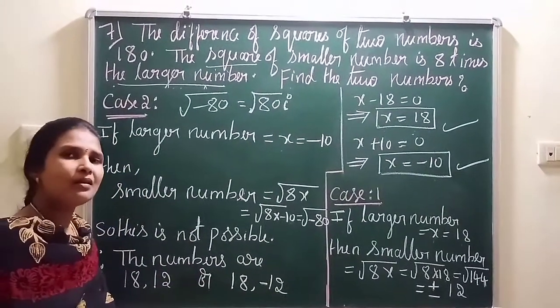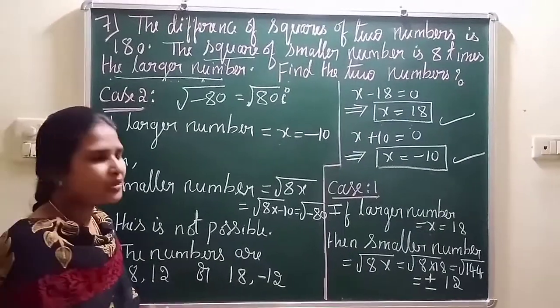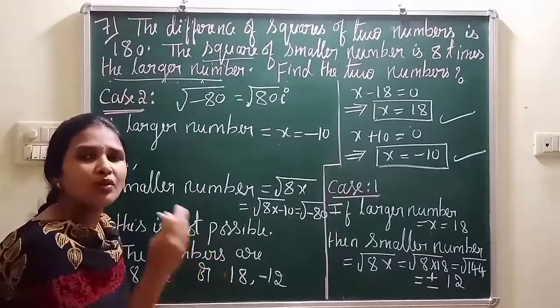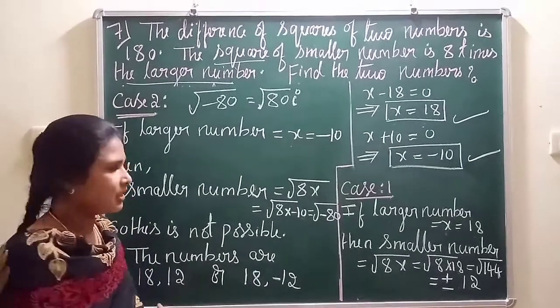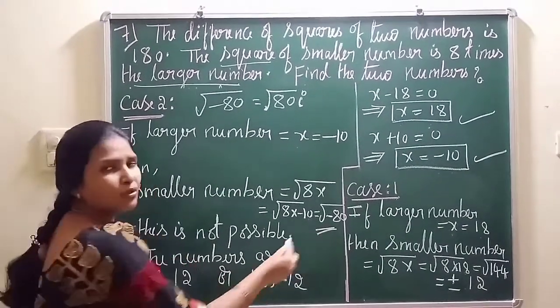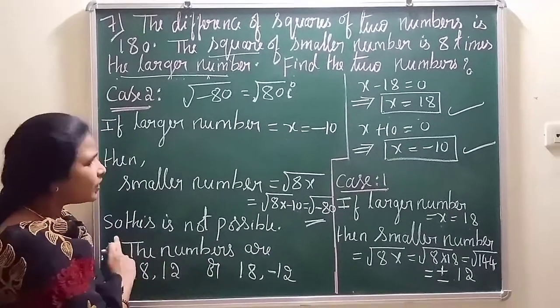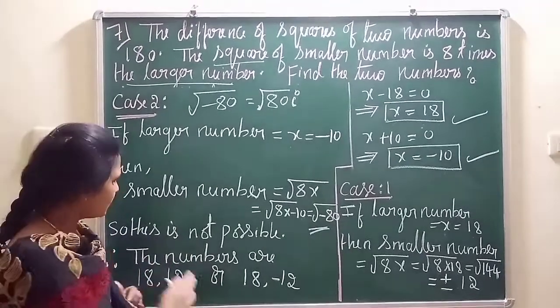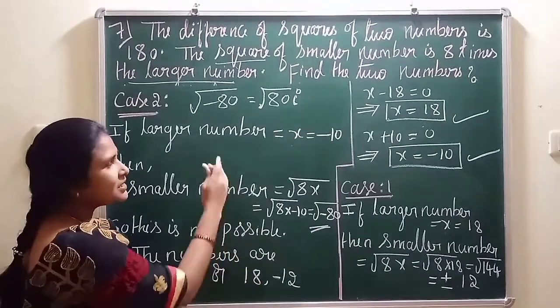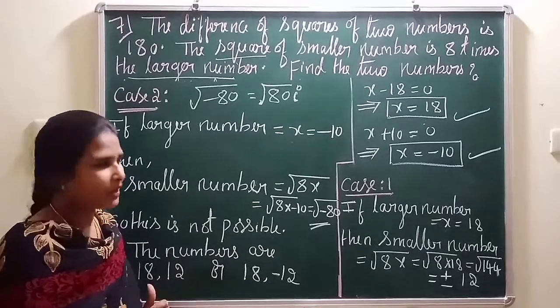This you are going to study in higher classes, so don't worry about that. Just remember that square roots of negative numbers are always imaginary. So whenever we get a negative number under the square root, this case is not possible. So case 2 is not possible.